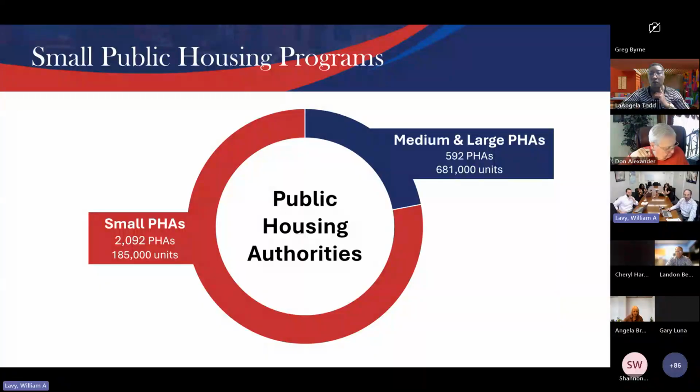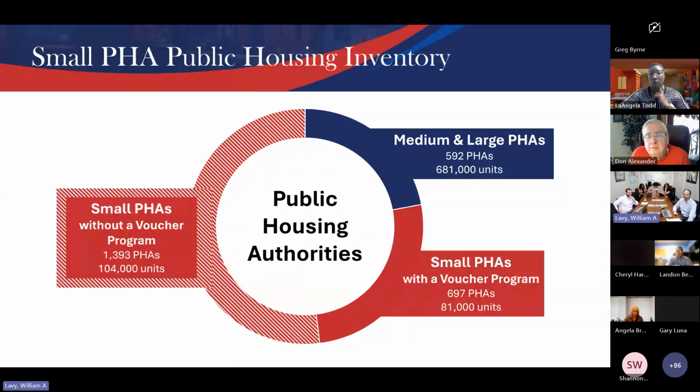Just to dive a little bit deeper into this, of these small PHAs, most of them don't have a voucher program. And so that's why this conversion option to project-based rental assistance, where HUD is the contract administrator and the PHA doesn't have to find another housing authority to partner with, is really important. So most of these small housing authorities don't have a voucher program, representing about 104,000 public housing units around the country. The rest do, and they can choose to convert to a project-based voucher program and have their voucher program administer the vouchers, or they could also choose to convert to a project-based rental assistance contract.